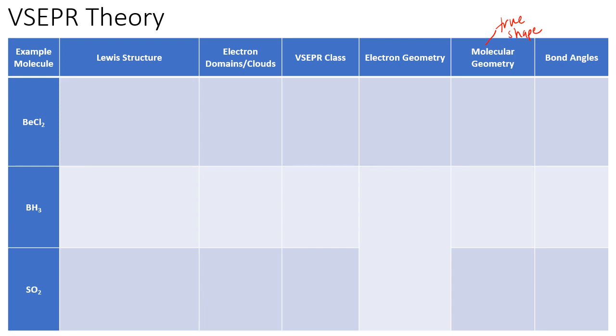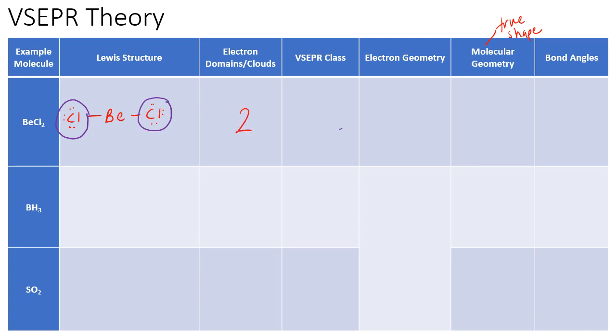So starting with BeCl2, if we draw our Lewis structure for this molecule, we would end up with something like this. And recall that beryllium is one of the few that forms an incomplete octet, so it's happy with only 2 bonds, which are 4 electrons around it. The number of electron domains in this example is going to be 2, because we have 1 outer atom here and 1 outer atom here. So a total of 2 electron domains.